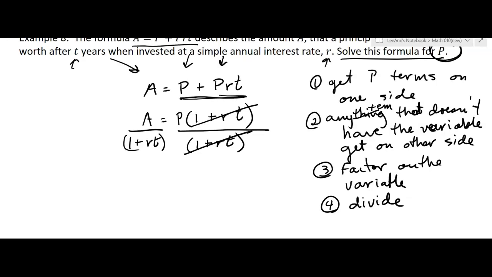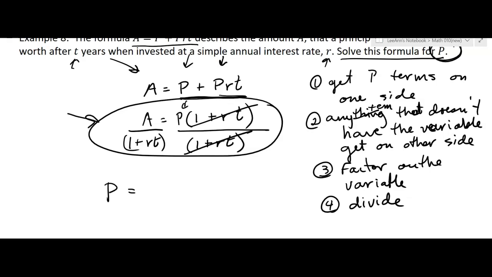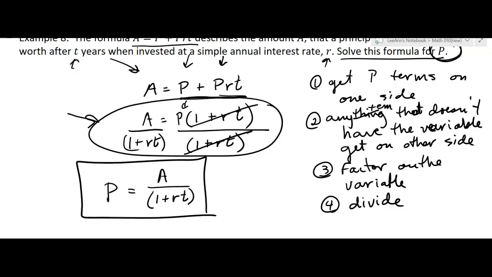Okay. So I didn't write the final answer. I need to do that. Okay, so here's where it's going to come from. We have P by itself, so P equals, and then what does it equal? It equals this other side, A over 1 plus RT. Okay, and now you've taken that equation or formula, and you've solved for P, the principal.